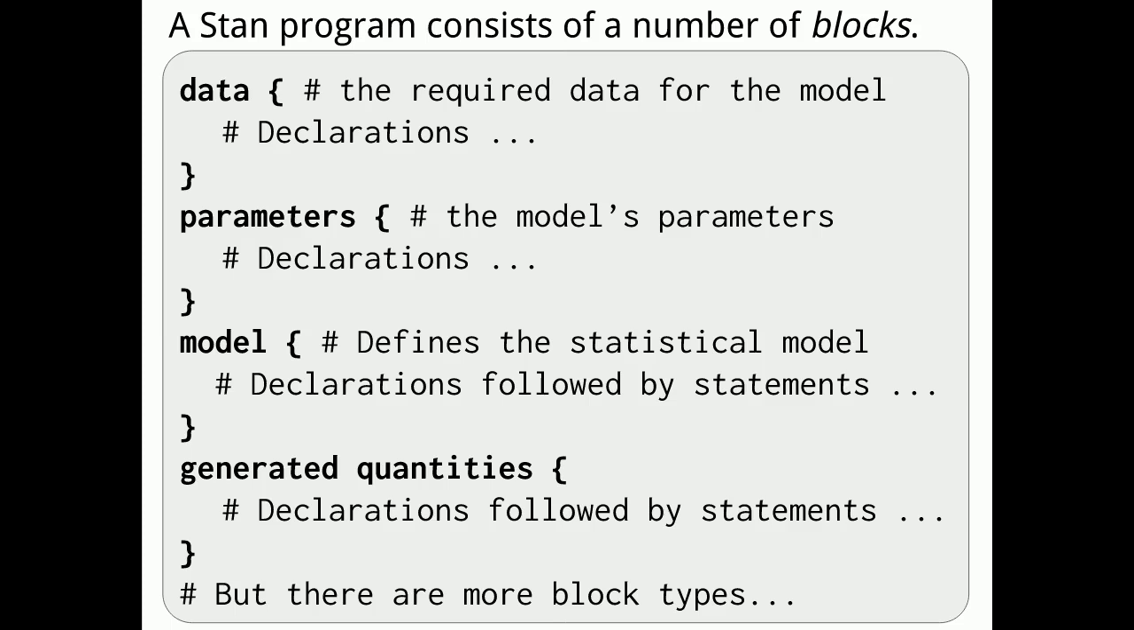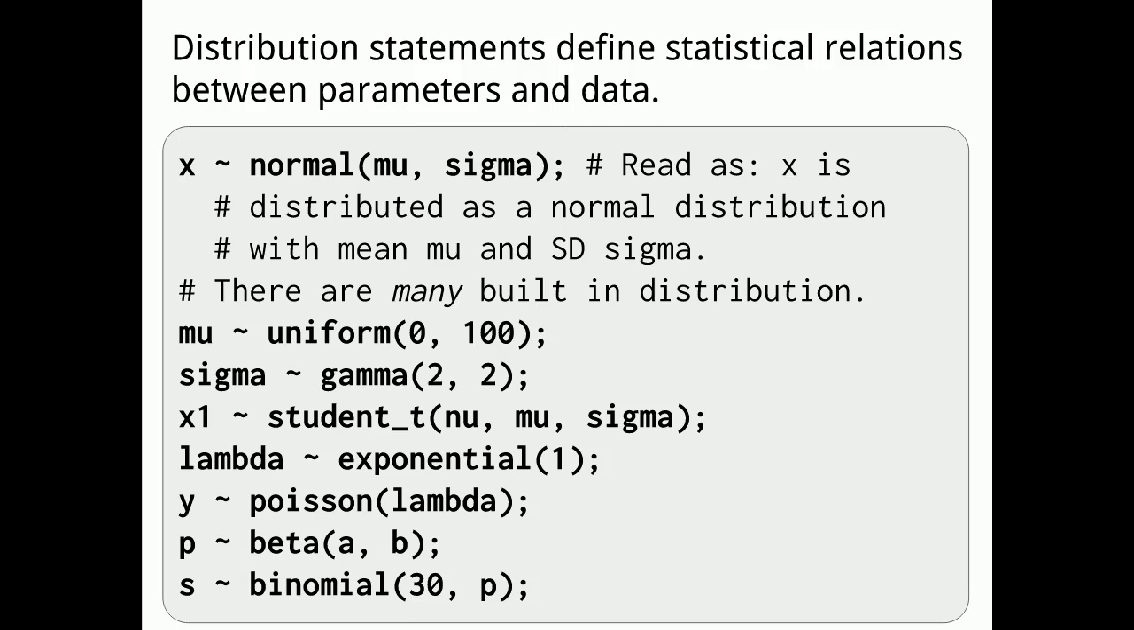So Stan is a probabilistic programming language, and what makes it such is that you can define non-deterministic relations in the language. In Stan, that is distribution statements, which define probabilistic relations between parameters and data. So distribution statements are written with a tilde and allow you to define, say, that X is distributed as a normal distribution with mean mu and standard deviation sigma. There are many built-in distributions in Stan, and it's not too difficult to define your own distributions.